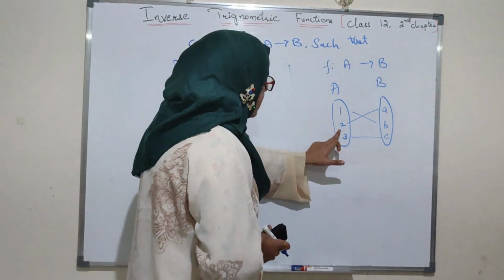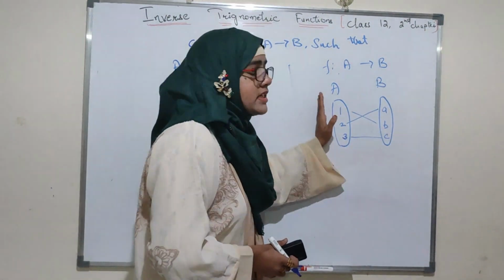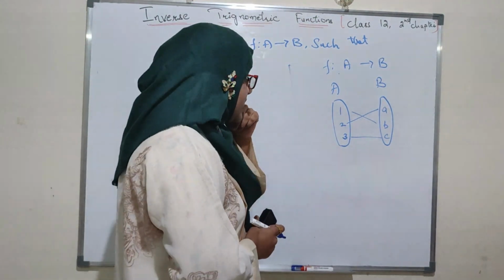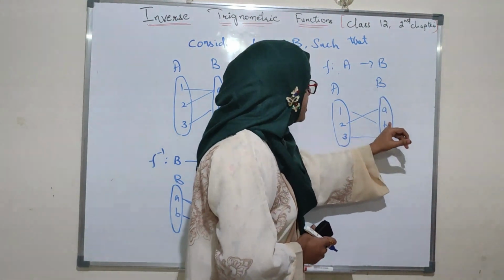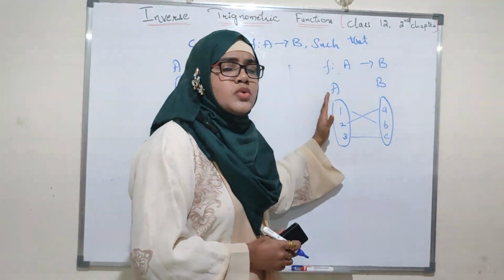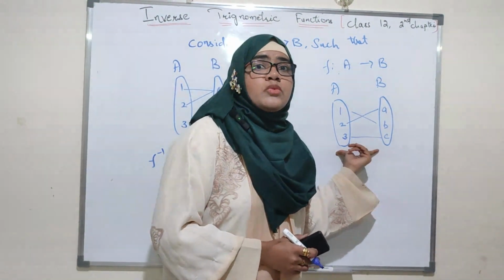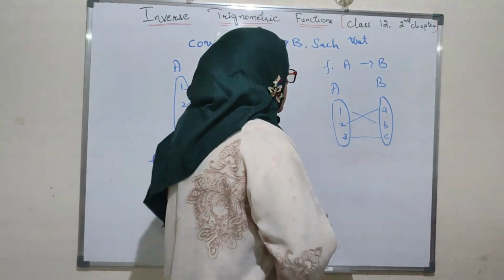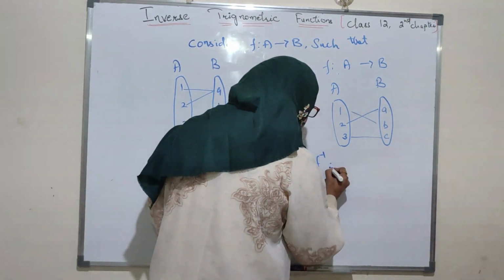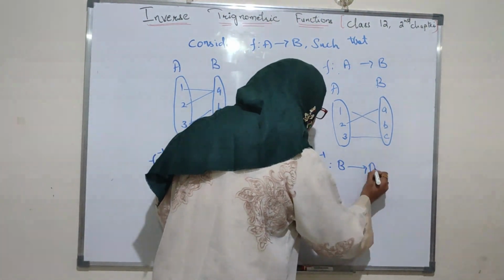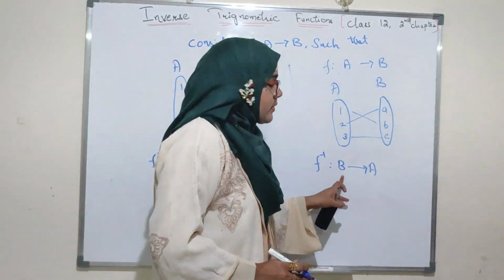Here every element has only one image in the set B, so that means it is a one-one function. For bijective, what is the condition for onto? For onto, every element in the second set B is the image of an element of the first set. So it is one-one and also onto. That means we can say this is bijective. Now if we want to find the inverse of this function, see what happens. The inverse f inverse is defined from B into A.